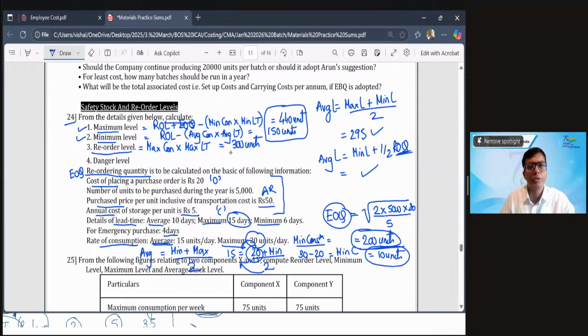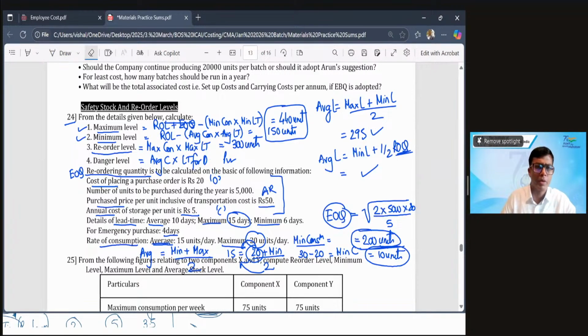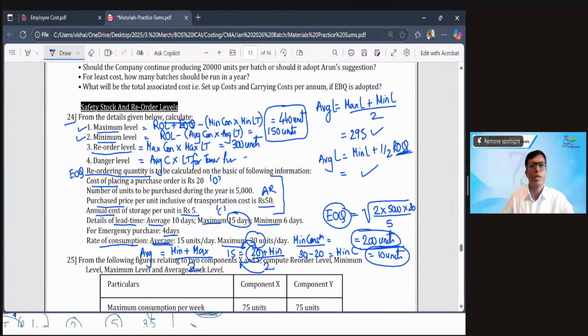Okay, and then danger level, students, it is average consumption into lead time for danger purchases. Danger means you can call it as, instead of danger, let me give you a proper or better word, it is emergency purchases. So it is average consumption into lead time for emergency purchases.